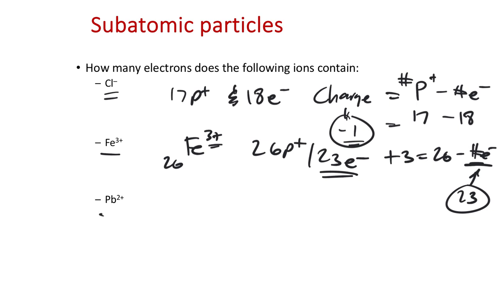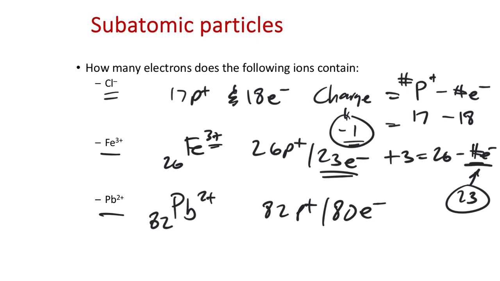Now, lead's a big element, but it's still pretty easy to come up with the proton-electron count. So for lead 2+, we just need to know where to look in the periodic table. It's element 82, so it's in the carbon group towards the bottom. So it's element number 82. So that tells us we have 82 protons, and then I've lost 2 for 80 electrons.